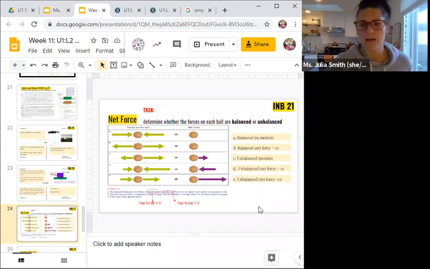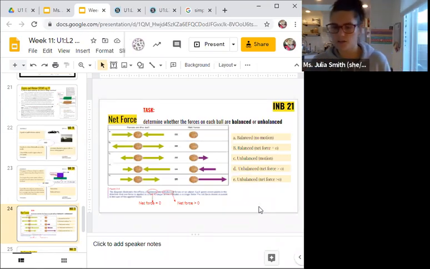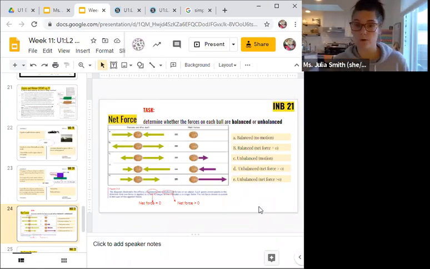And so hopefully we're starting to have a deeper understanding of what it means to have net force. Net force is anytime there's motion. And then working with that, we're understanding and bringing in now these terms, balanced and unbalanced forces.